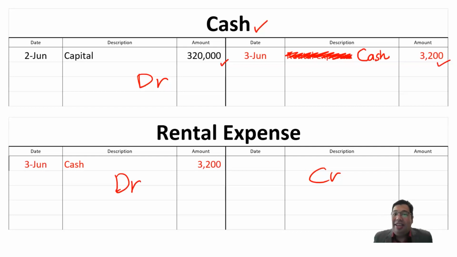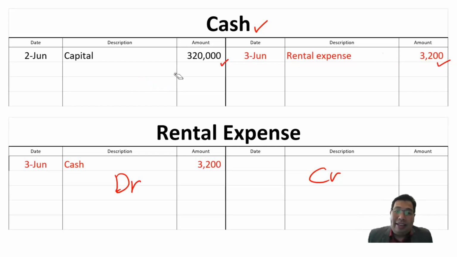Yes, that is correct. Credit 3,200. This is the cash account. We credit 3,200. And then under description, you cannot put cash. If you put cash there, you are saying that you're paying cash 3,200 for cash. We need a better explanation for that. So this 3,200 is a payment for rental expense. Is it okay?